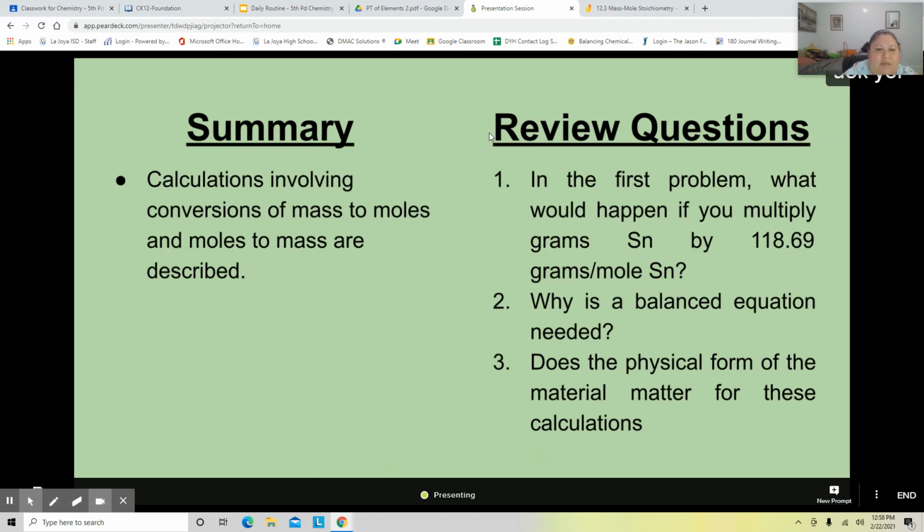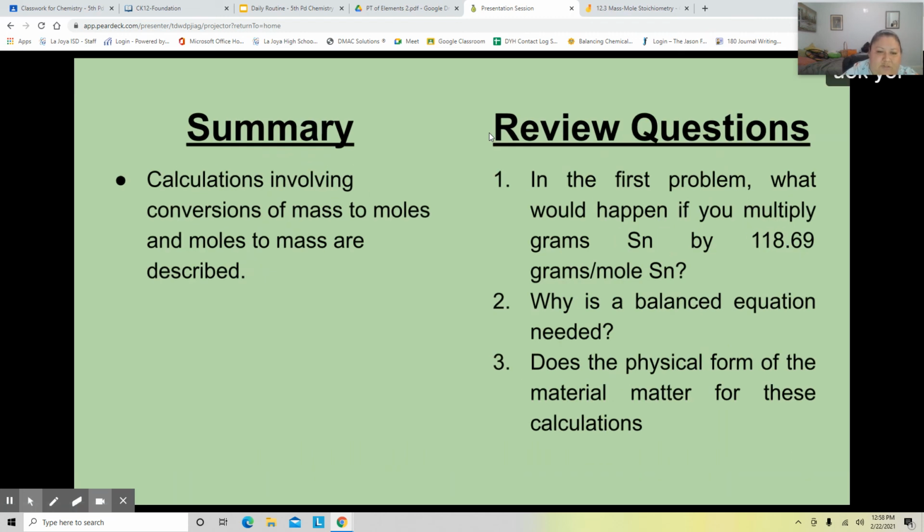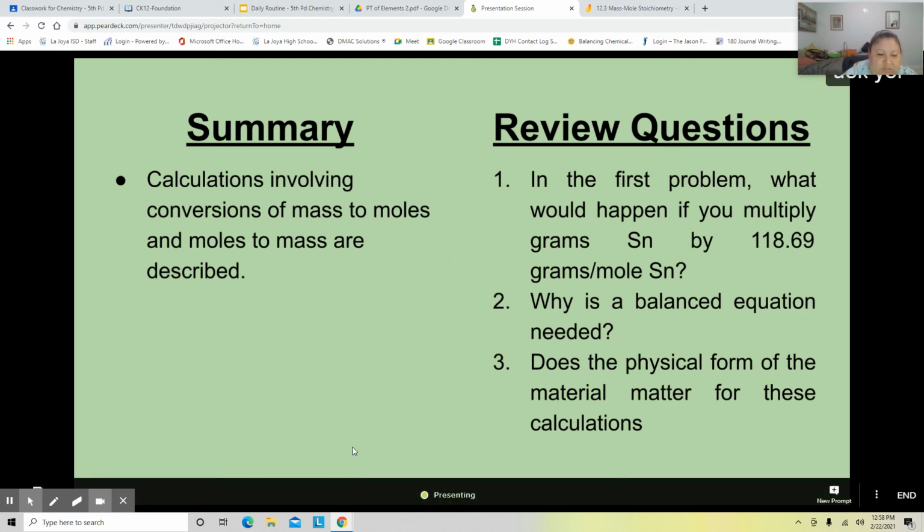So in summary, calculations involving conversions of mass to moles and moles to mass are described. Your review questions. In the first problem, what would happen if you multiply grams of tin by the molar mass of tin? Why is a balanced equation needed? Does the physical form of the material matter for these calculations?